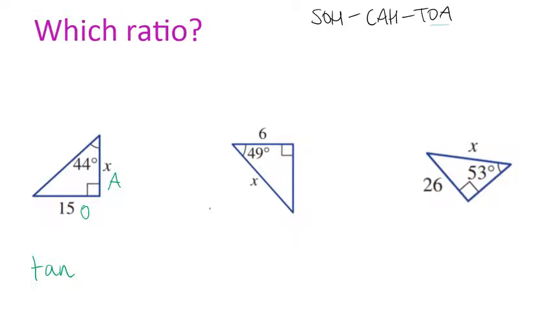Next one, we've got the hypotenuse and don't have the opposite, we've got the adjacent, A and H, that's CAH, so cos. And then the last one, we've got the hypotenuse and the opposite, O and H, sine.